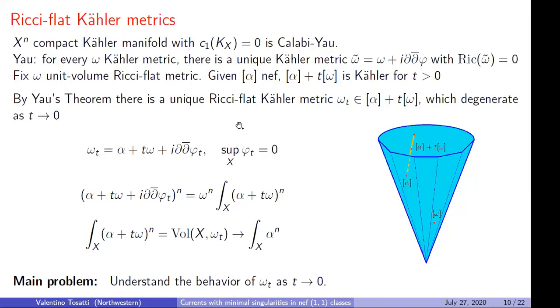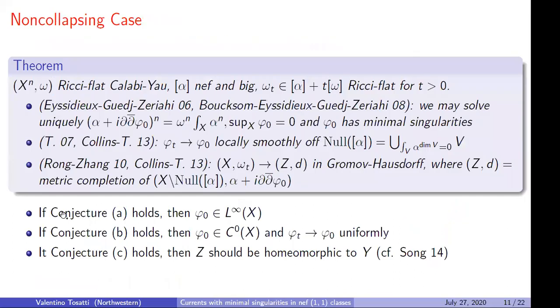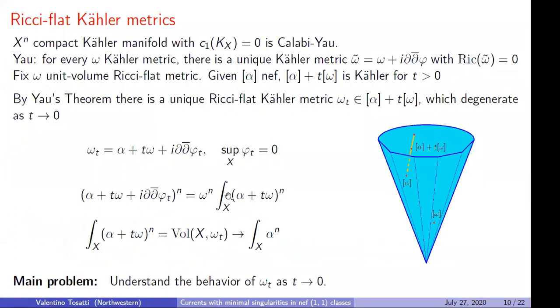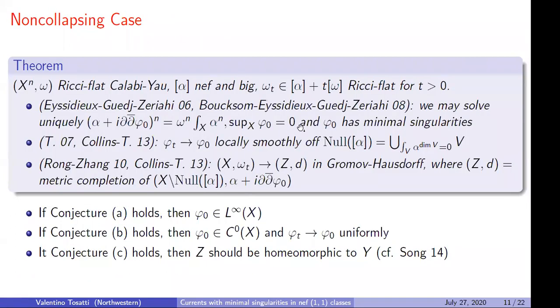So if I go back, when alpha is big, this integral is strictly positive. That means that the total volumes of the Ricci-flat metrics do not go to 0, and that's what I call non-collapsing. In this case, it was proved by Eyssidieux, Guedj, Zeriahi, first in the special case when it's semi-positive, and then in general by Boucksom, Eyssidieux, Guedj, Zeriahi, that one can solve a Monge-Ampère equation in the limiting class, alpha plus i partial d-bar phi 0 to the n, equals the obvious limit of the right-hand side when t goes to 0. However, phi 0 is not smooth, so this Monge-Ampère has to be understood in the non-pluripolar sense, which I don't have time to define.